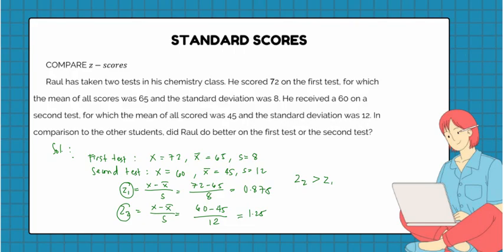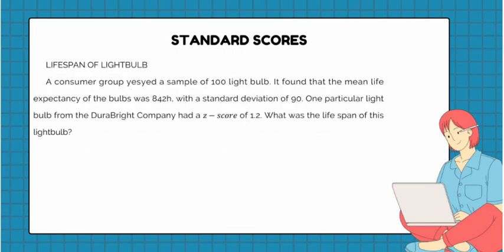Okay? Okay. And we also have another example here wherein it's the other way around. Instead of finding our z-score, we are going to find now yung ating x. So, as an example, a consumer group tested a sample of light bulbs. It found that the mean life expectancy of the bulbs was 842 hours with a standard deviation of 90. One particular light bulb from the Durabright company had a z-score of 1.2. What was the lifespan of these light bulbs?